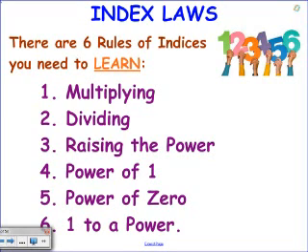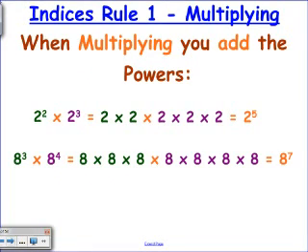So the first one, in order to be able to multiply 2 numbers that have an index, the base number, in other words 2, has to be the same. What I'm teaching you now does not work if I had 2 to the power 3 times 3 to the power 2. I can do nothing with that because they've got different base numbers. I've got a 2 and a 3. You can't do anything.